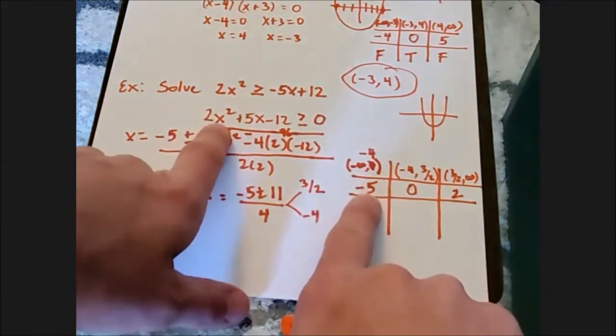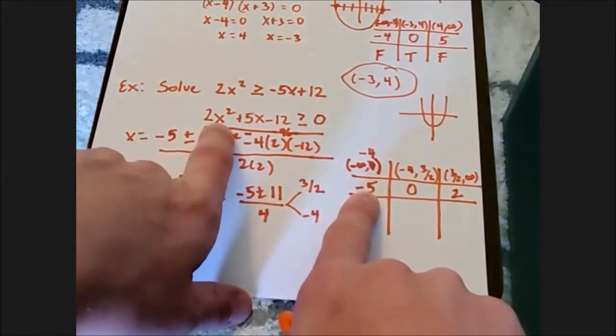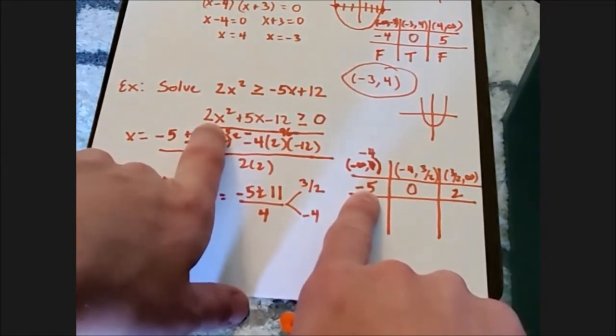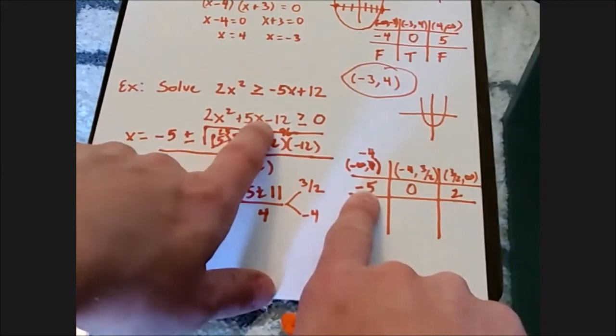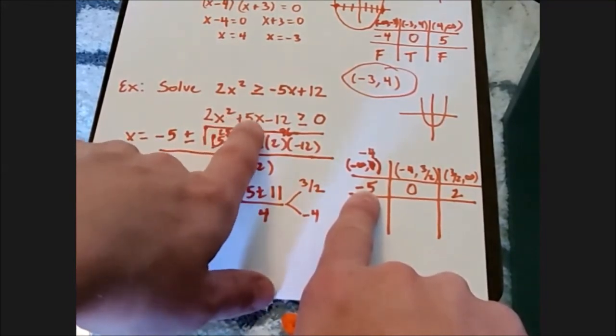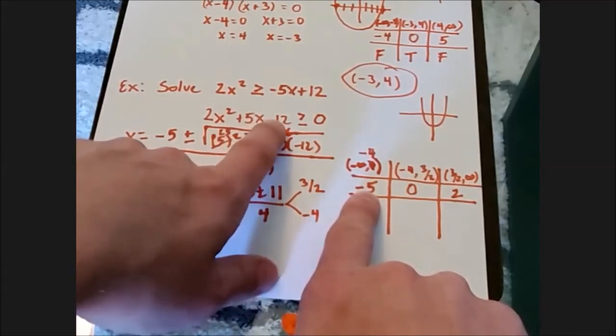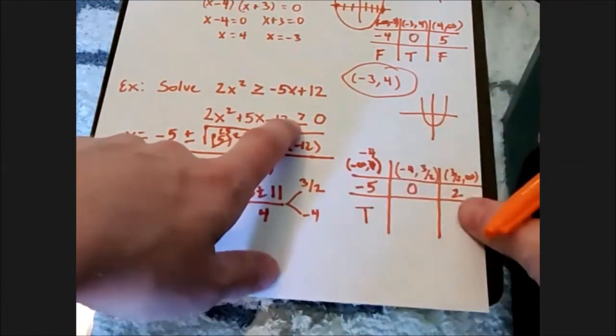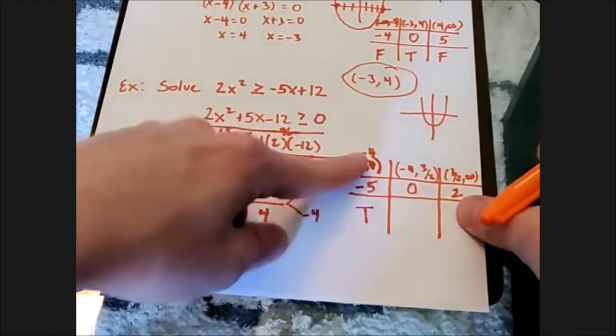I'm going to plug this in. -5 squared is 25, and 25 times 2 is 50. 5 times -5 is -25. 50 plus -25 is 25, and 25 minus 12 is 13. Is 13 greater than or equal to 0? Yes, it is. So that's a true interval.